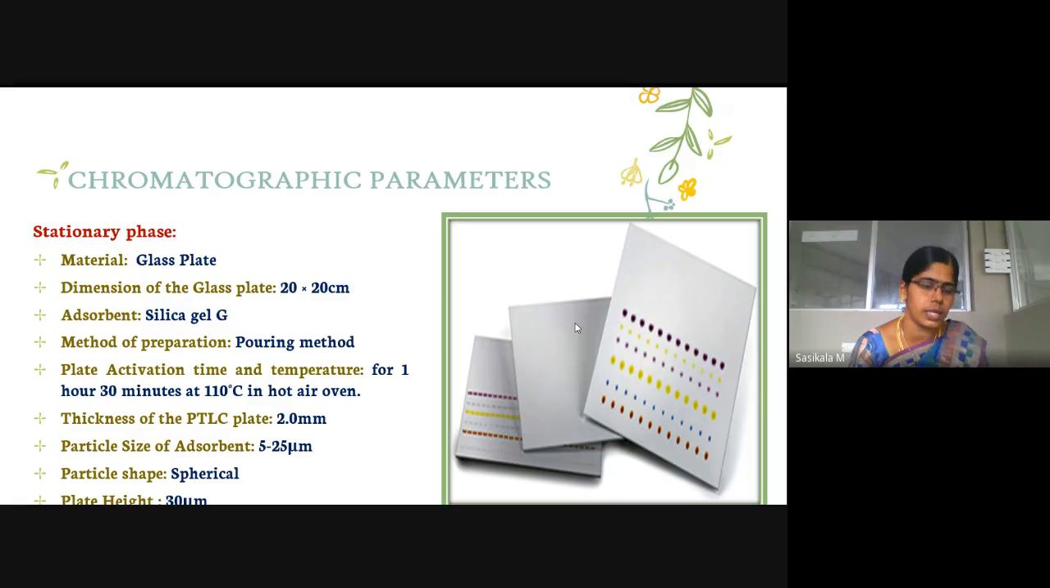Activation time is varying since the plate has more thickness. There it is 30 minutes, here 1.5 hours. The temperature is the same. Thickness of the plate: there 0.2 millimeter, here 2 millimeter. Particle size will be the same, 5 to 25. These parameters are the same for TLC and PTLC: spherical and 30 micrometer.